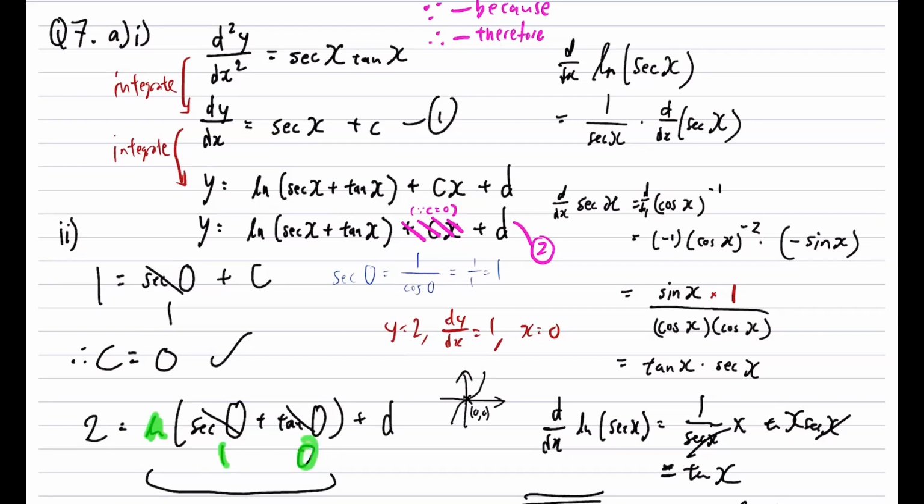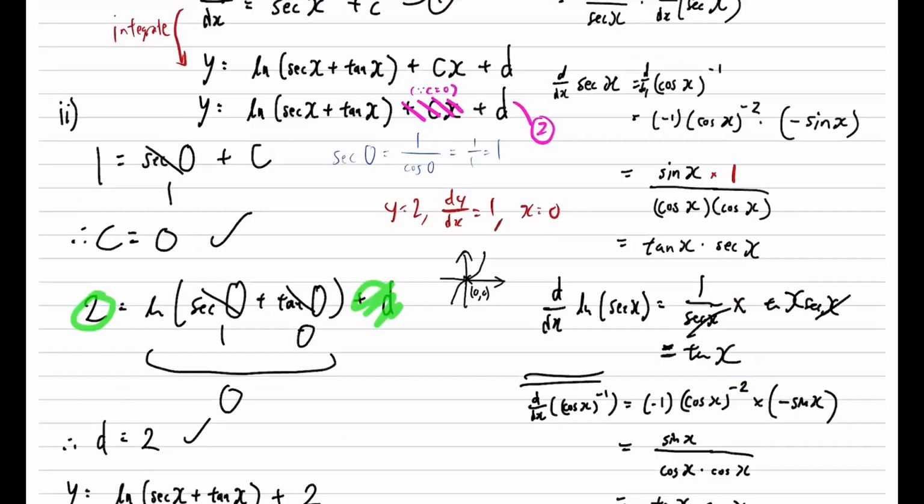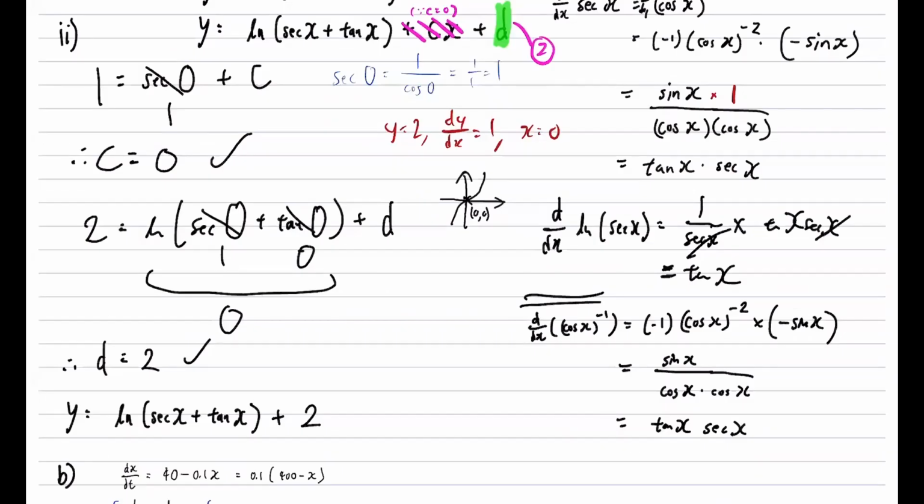ln of 1 is 0. Not 1, it's 0. Okay, so ln of 1 is 0. 0 plus d equals 2. Therefore, d is equal to 2. This part okay? Yeah. Okay, good. d equals 2. So that means I can sub in the d with 2. I will get my final conclusion. y equals ln of secant x plus tangent x, plus 2. Okay?